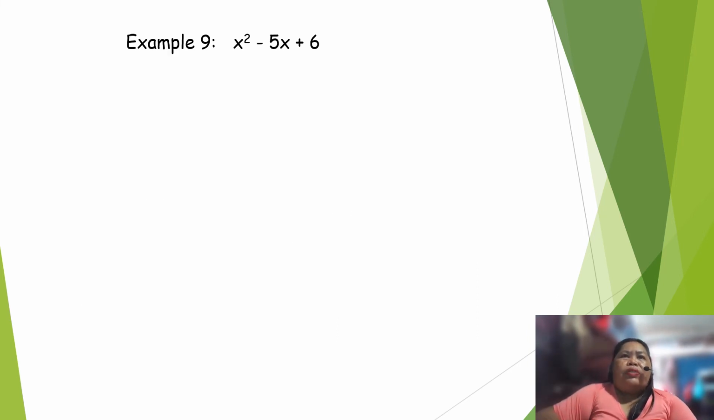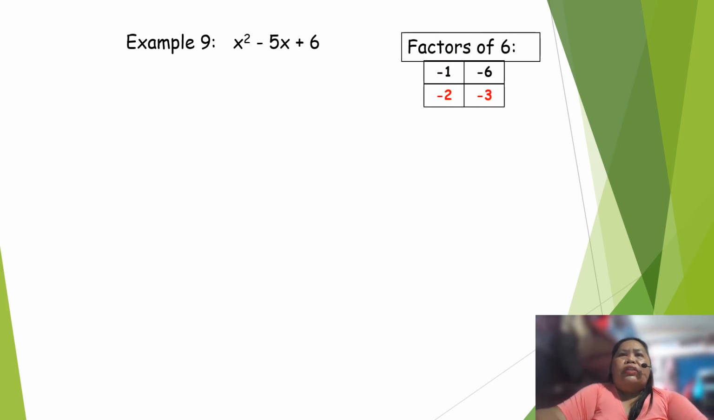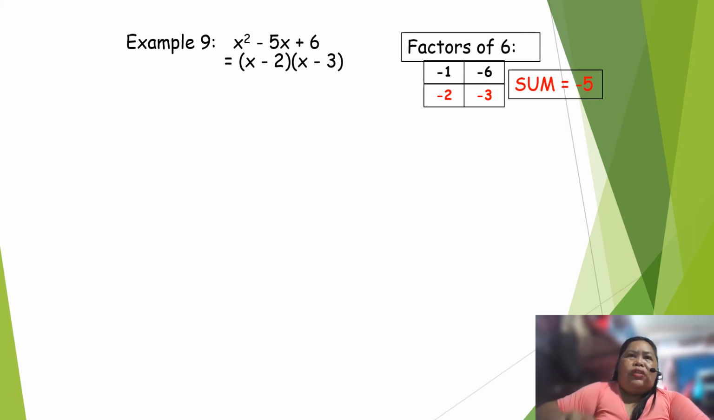x squared minus 5x plus 6. So the factors of 6 again are negative 6 and negative 1, negative 2 and negative 3. But their sum is negative 5. So therefore, the factors are x minus 2 and x minus 3. So that's the final answer.